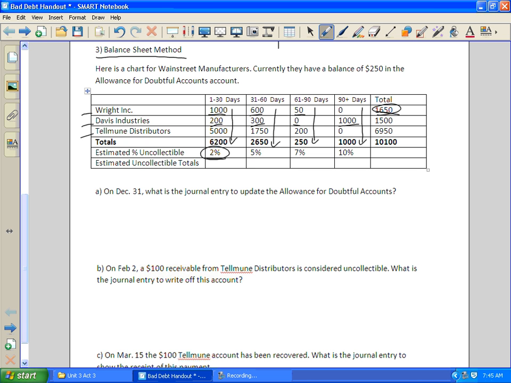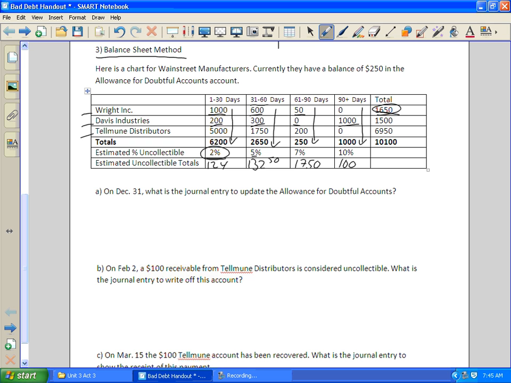So over the first 30 days, if they haven't been paid between 1 and 30 days, they expect that around 2% of those aren't going to be collectible. And that works out to about $124. All right, the 31 to 60 days, $2,650, which is 5%, works out to $132.50. This works out to $1,750. And then this number here works out to 100, of what we're owed over those days.